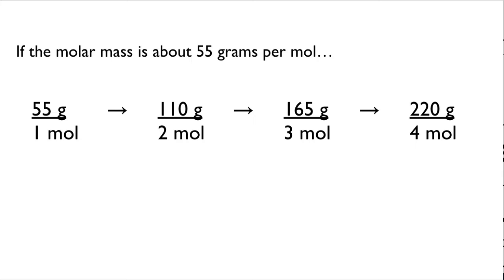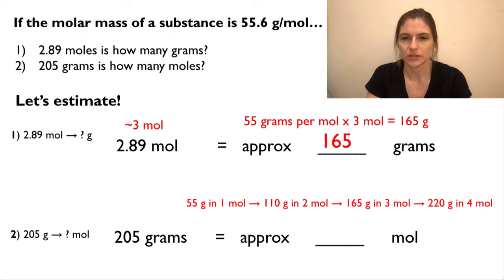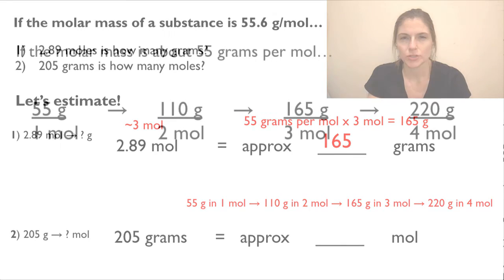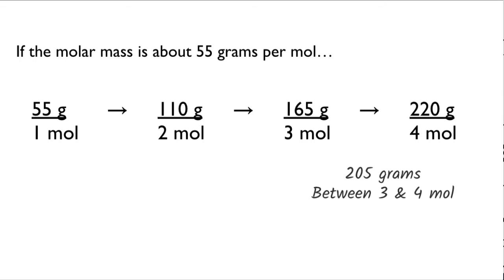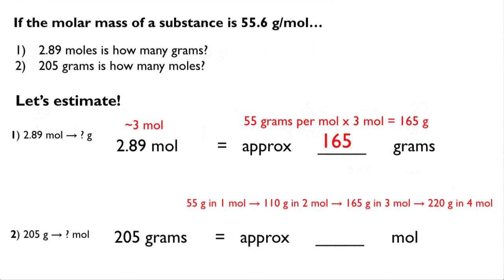And so I'm going to go back to my quick reasoning of there should be 55 grams in 1 mole, 110 grams in 2 moles, 165 grams in 3 moles, and plus 55 is 220 grams in 4 moles. Just adding 55 each time, right, which is my approximate molar mass. And so if I have 205 grams in my sample, I should have between 3 and 4 moles, because 205 is between 165 grams and 220 grams. So I should have somewhere between 3 and 4 moles as my answer to number 2 here. These were quick estimations.